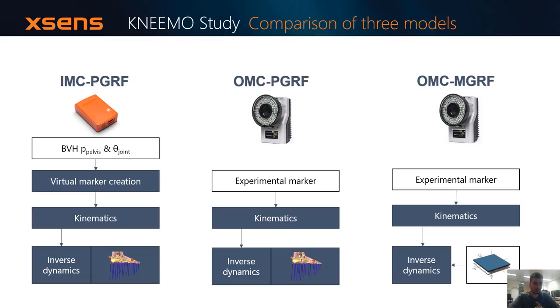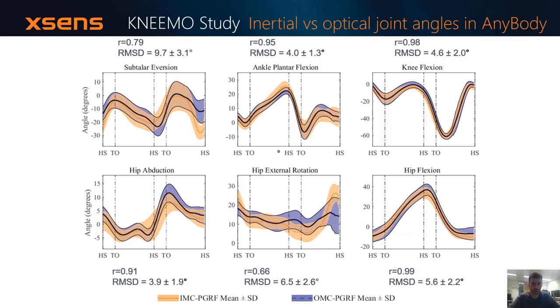Finally, the third method is exactly the same, whereas in this case we input kinematic data from the BVH file exported from MVN Studio, and then via virtual marker creation, we run again kinematics and inverse dynamics with ground reaction force prediction. So we compare these three models, and here are the results we got for normal walking.